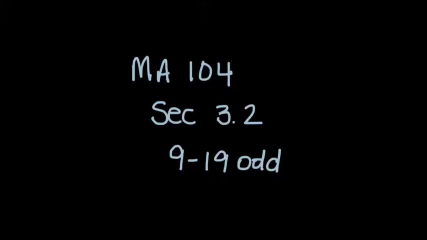This is section 3.2 of MA 104, numbers 9 through 19 odd. For number 9, we're asked to find quite a bit of information about the function f. The first thing that we're asked to find is the domain. If you recall, the domain is just the set of all of the x coordinates. In other words, how does the function span from left to right?